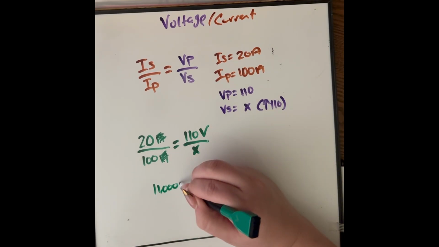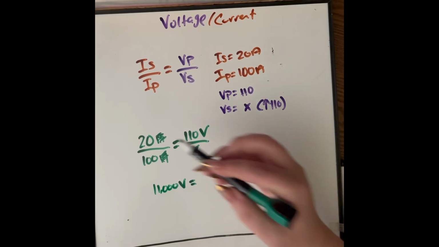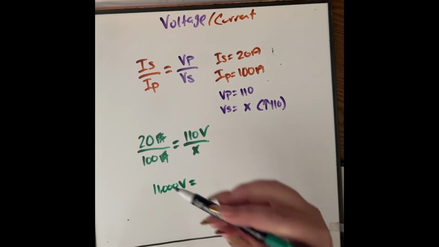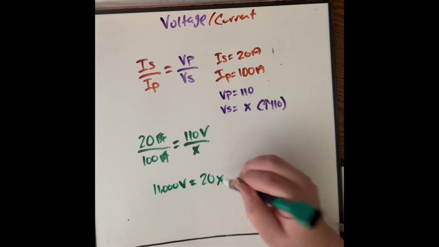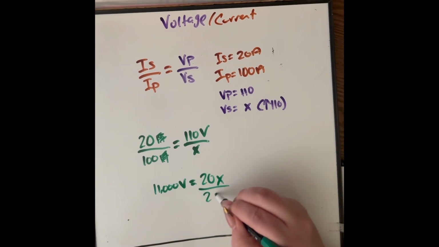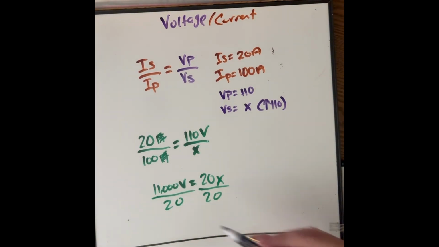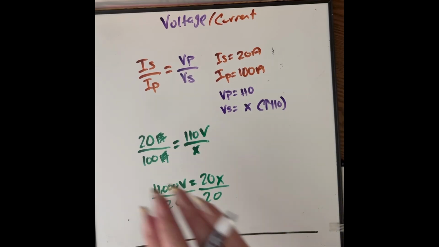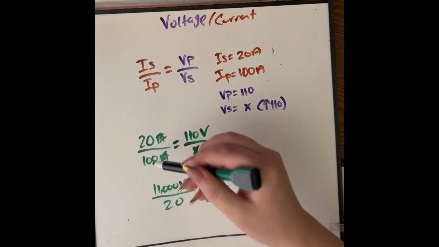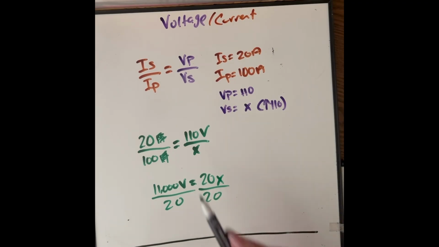11,000 volts equals, our A's canceled out, so I'm not going to write them again, equals 20X. And then I'm going to divide both sides by 20. You guys know I usually would have taken the volt out, but since we're working with two different units, I kept it in just so we know who belongs with who. Our A's canceled out, so we don't have to worry about them. So the only unit we should see should be our volts. We're going to cancel both of those out.